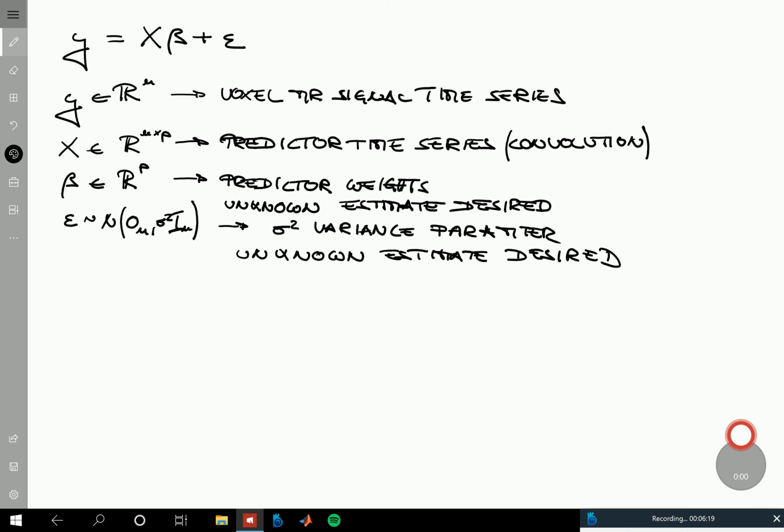Good. So this is model formulation, and essentially we are now done with model formulation. Of course, a lot more time could be spent on talking about model formulation, because, for example, we didn't discuss at all what good design matrices are.